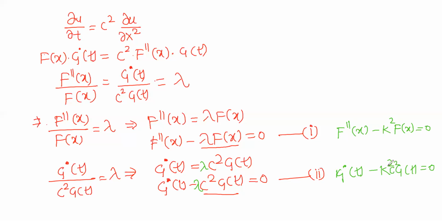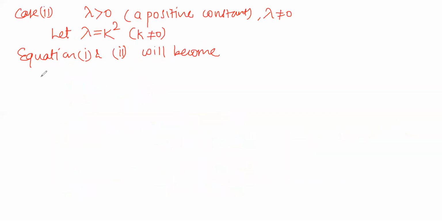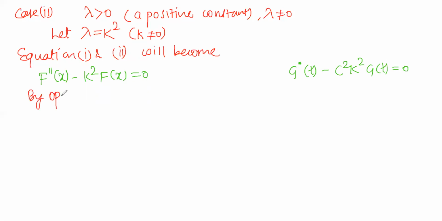And now to solve these equations, one must have studied how to solve them. So basically I'll consider them by the operator method. So I'm getting here f double dash x minus k square f of x equal to 0, and on this side I'll take g dot t minus c square k square g of t equal to 0. Fine. Now to solve these equations, just consider the operator method.